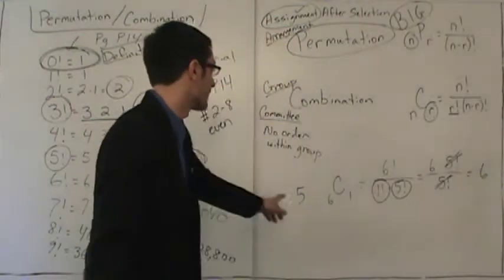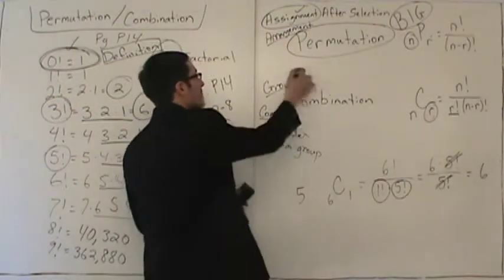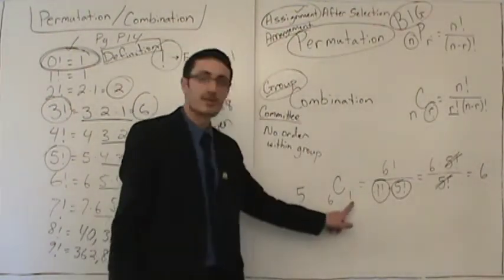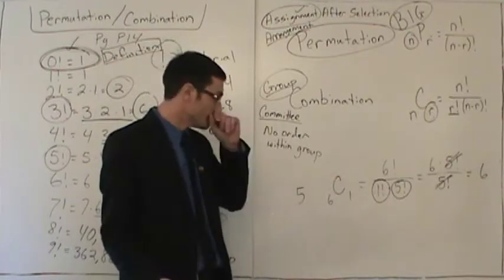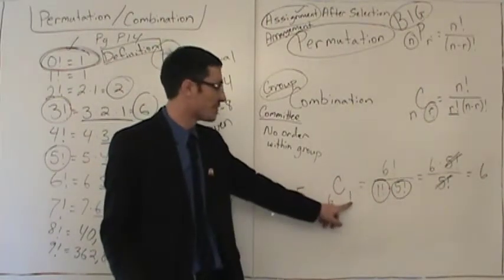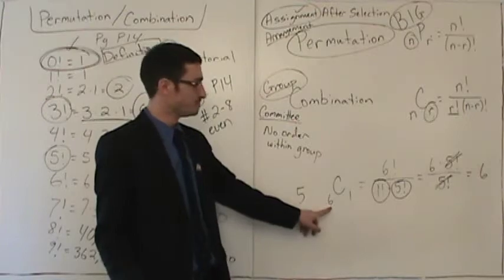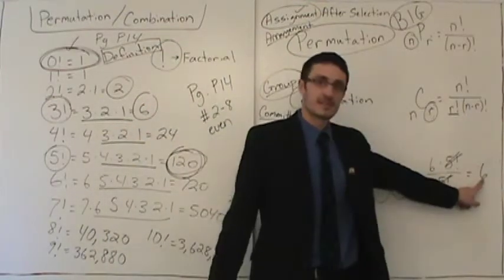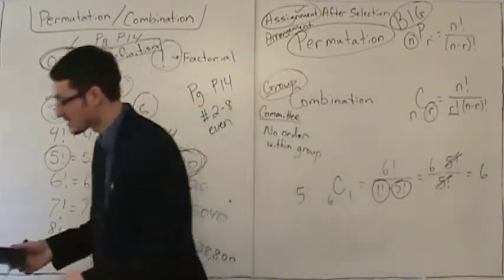Here, look. Combination 6, choose 1. We're talking group. How many ways can we select one person out of 6? This is obvious. How many ways can you select one person out of a group of 6? 6 ways. Makes sense. All right, now, next problem, last one.